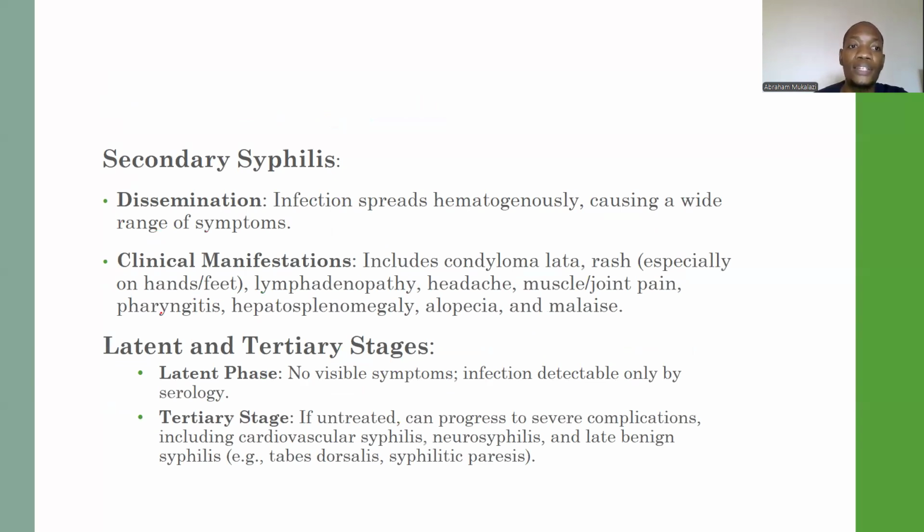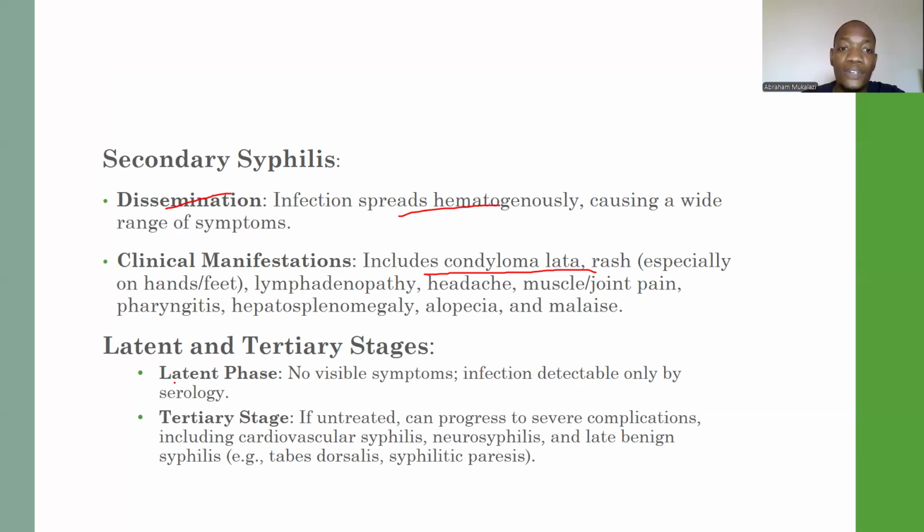So when you go to secondary syphilis, this is the disseminated type of syphilis. The infection spreads now from the primary site, hematogenously through blood, causing a wide range of manifestations. And in this case, you have other skin manifestations, including the condyloma lata. You can have a rash, which usually also affects the palms and soles. You can get lymphadenopathy, as well as other things like alopecia, hepatosplenomegaly, malaise and joint pains, as we are going to see.